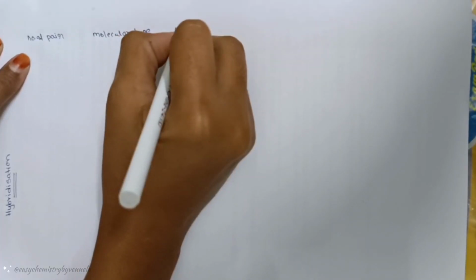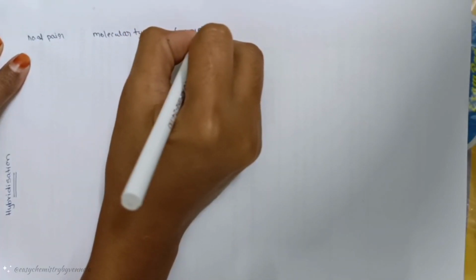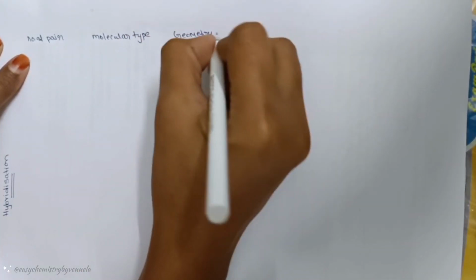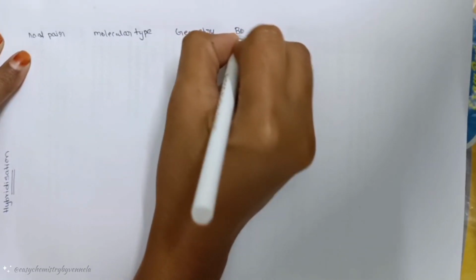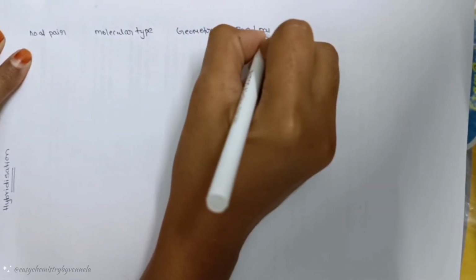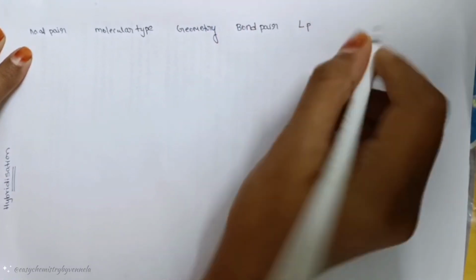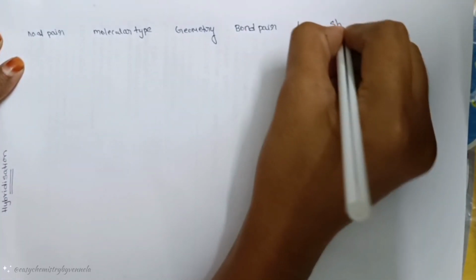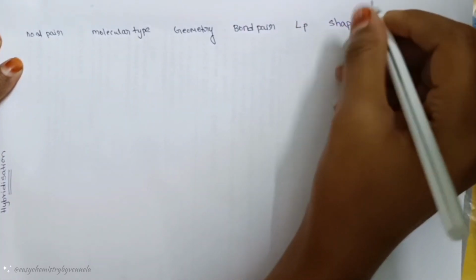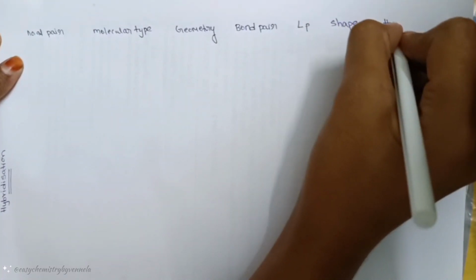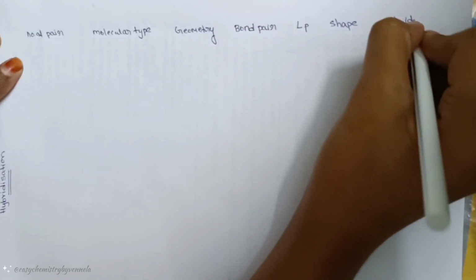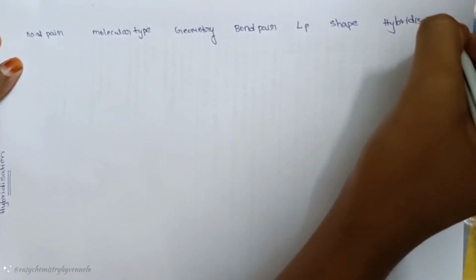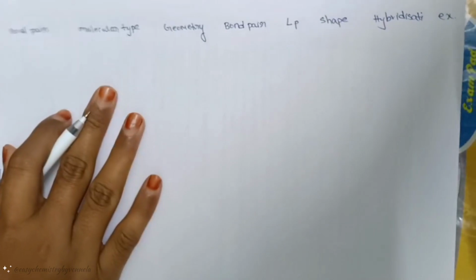Number of pairs, molecular type, geometry of the given molecule, and bond pairs, lone pair, shape of molecule, hybridization, and finally example.